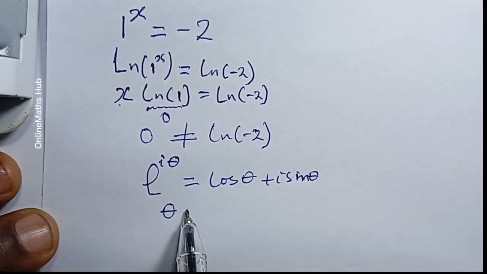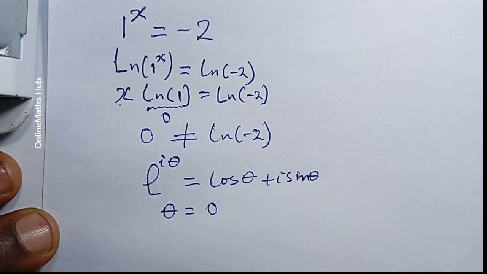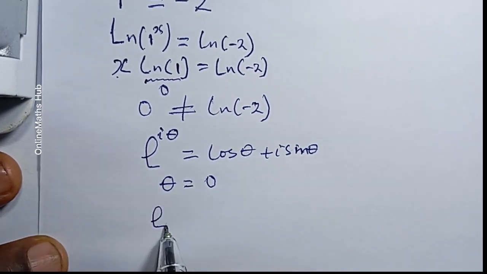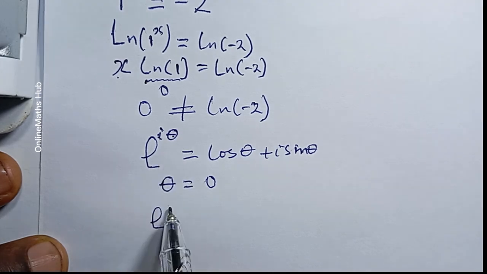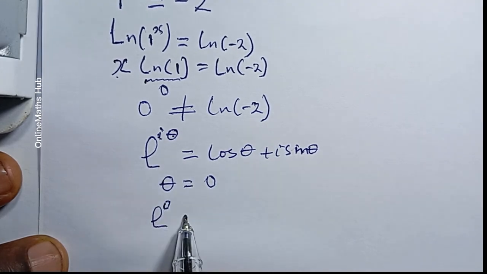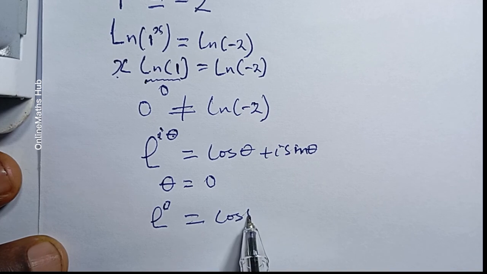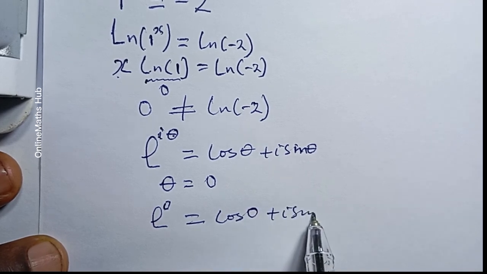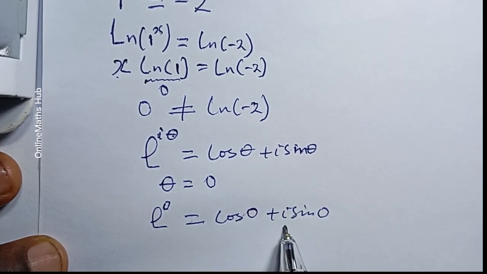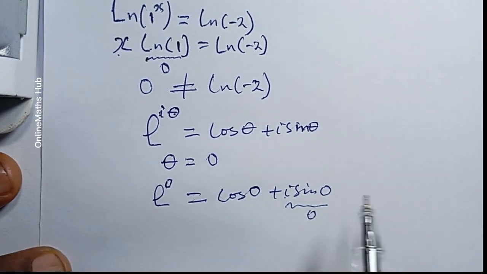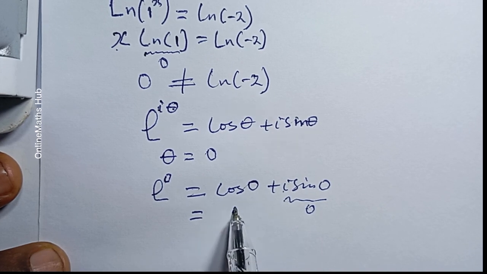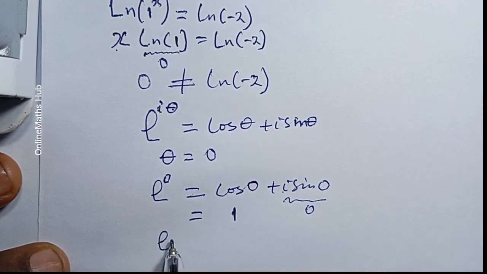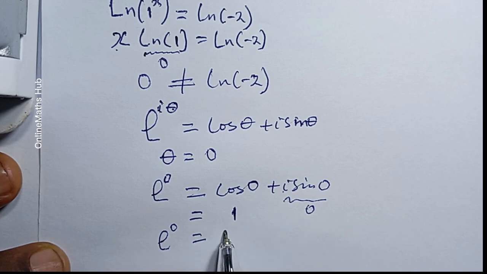If we decide to substitute 0 for theta, so if I put 0 for theta here, 0 times i will be equal to 0. So I have e to the 0 equal to cos 0 plus i sine 0. Of course sine 0 is equal to 0, and 0 times i remains 0, so this part turns to 0, and then cos 0 is equal to 1. So you see that e to the 0 is equal to 1.